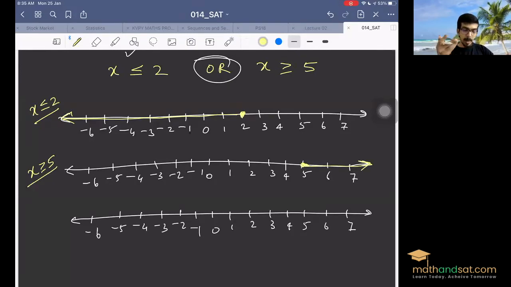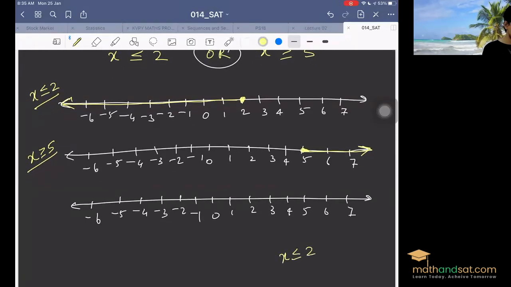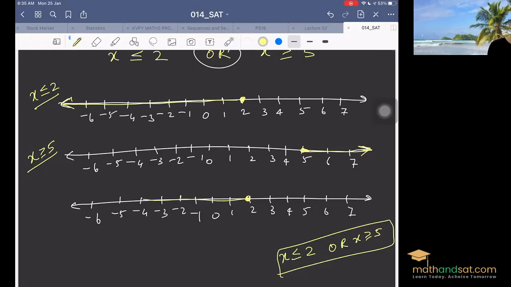Now, when they are combined using OR, we are going to consider both solution sets. So the combined inequality X less than or equal to 2 or X greater than or equal to 5 will be represented as all numbers on the left side of X equals 2 and all numbers on the right side of X equals 5.